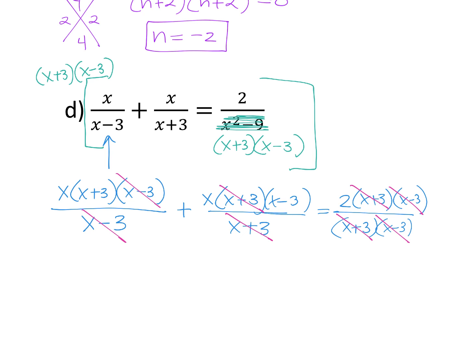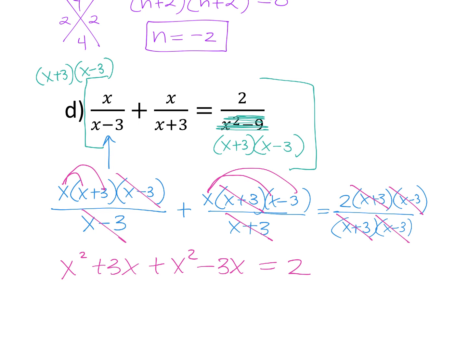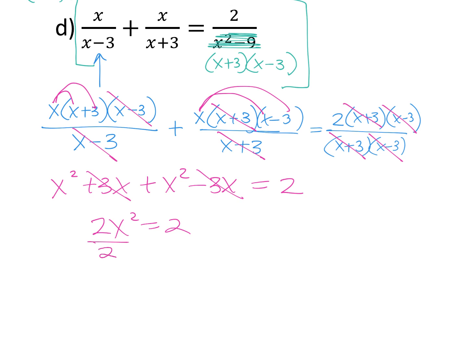If you look at what we're left with, this is x squared plus 3x plus x squared minus 3x equals 2. And then from there, if you just solve that out, the 3x's are going to go away. You get 2x squared equals 2. Divide by 2. So x squared equals 1. What is your answer? Plus or minus 1. Yes, square root. You get x equals plus or minus 1.